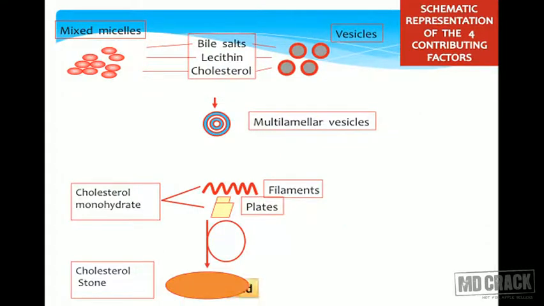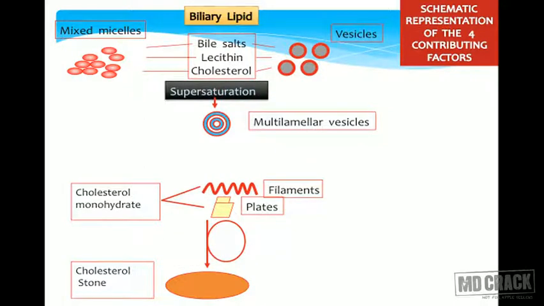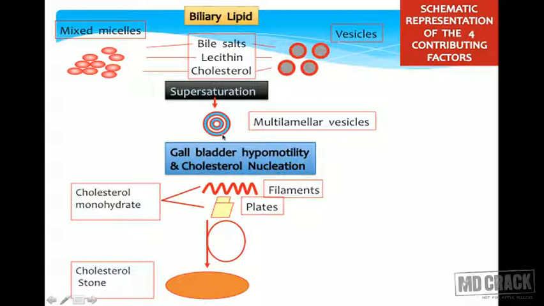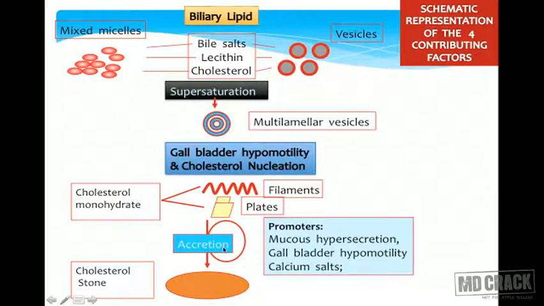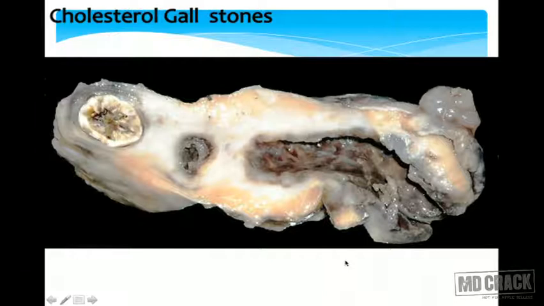Have a look at this diagram nicely quoted here. The mixed micelles, because of the excessive amount of biliary lipid and cholesterol, more and more bile salts, lecithin and cholesterol will get aggregated. So we call it super saturation of the bile. Nucleation will take place, multilamellar vesicles will be formed initially, and if there is gallbladder hypomotility, cholesterol will get nucleated, more and more multilamellar vesicles will be formed, and along with that the cholesterol monohydrate filaments will get accreted. So we call it accretion. The contributory promoting factors are mucus hypersecretion by the gallbladder, gallbladder hypomotility, and some amount of calcium can also get deposited in these cholesterol stones. So this is how cholelithiasis will take place.